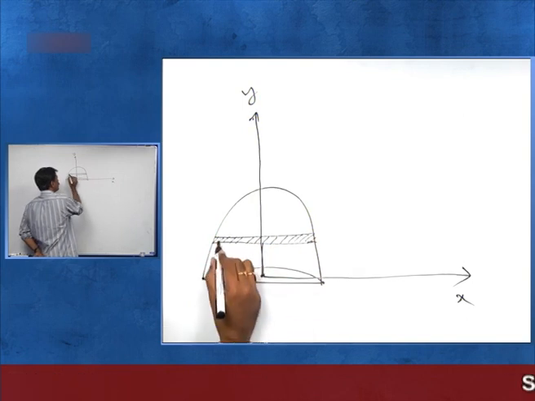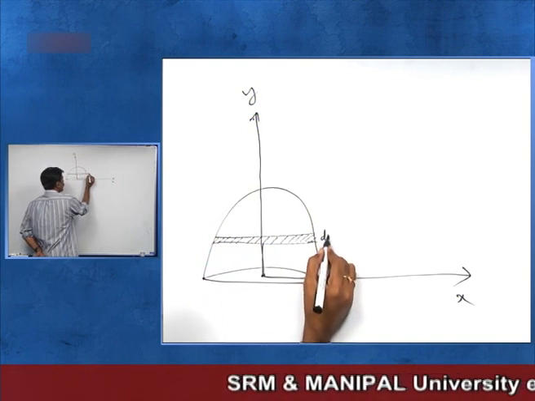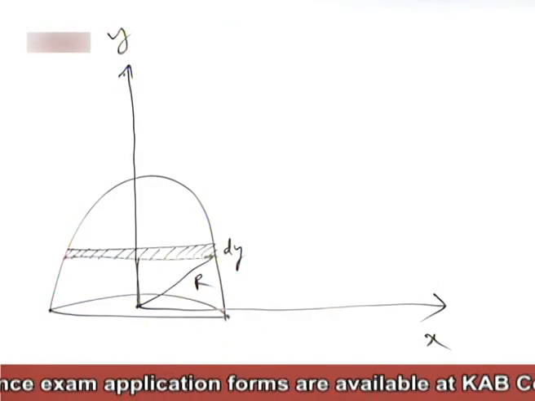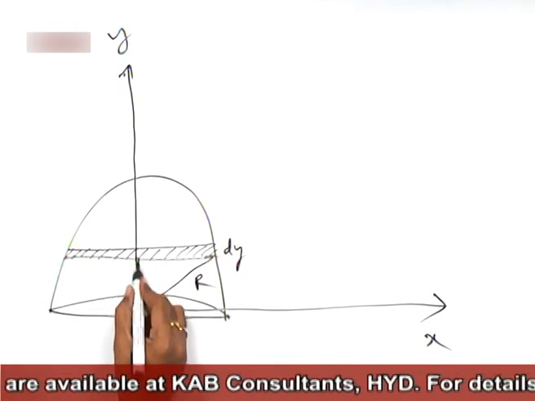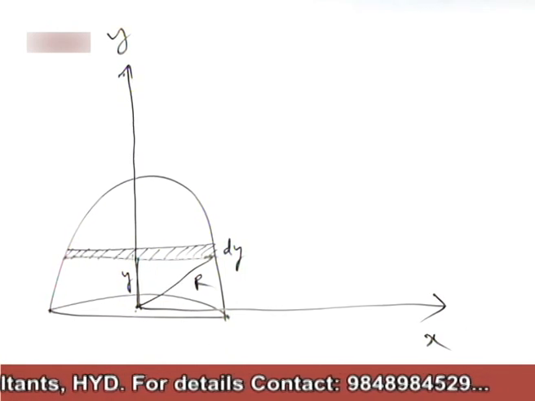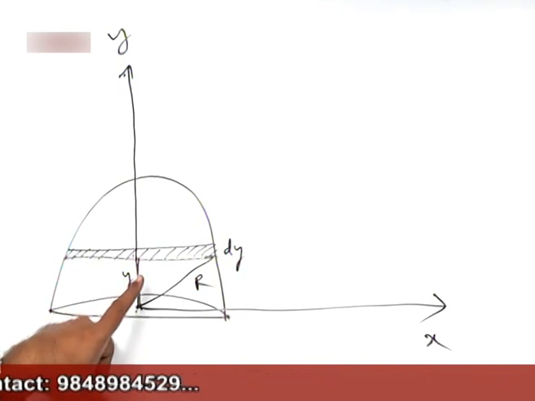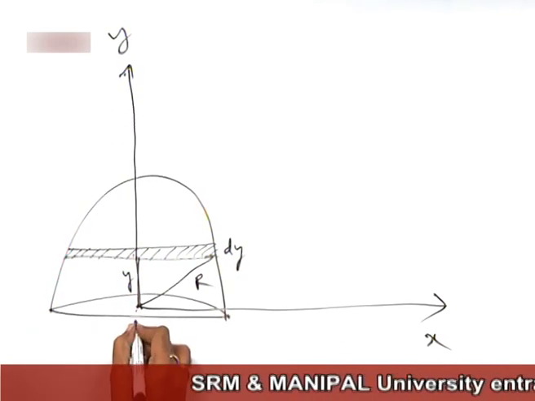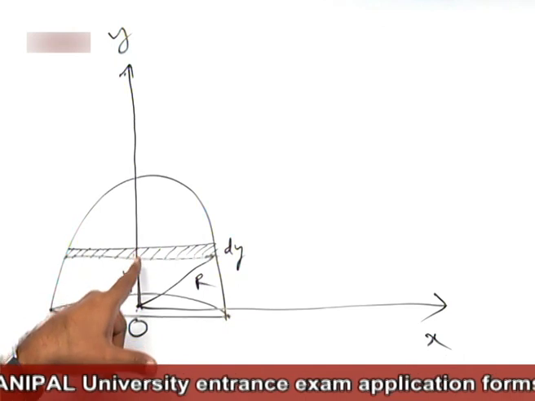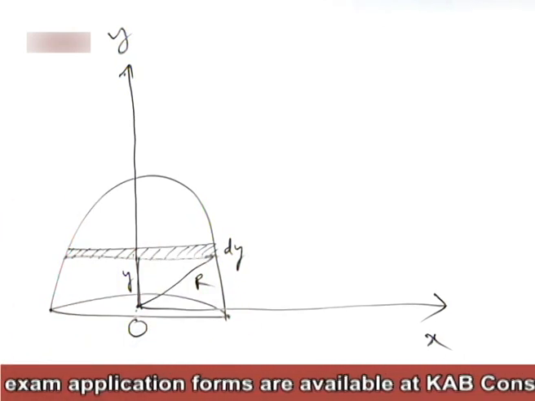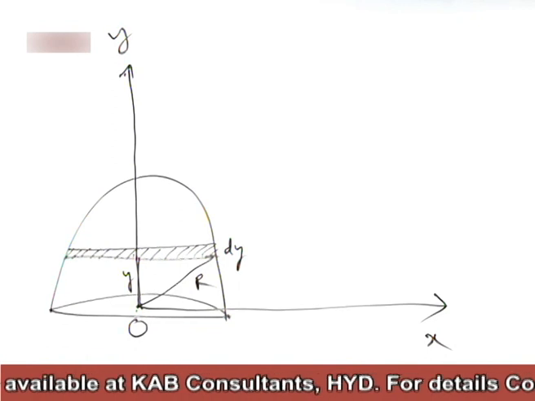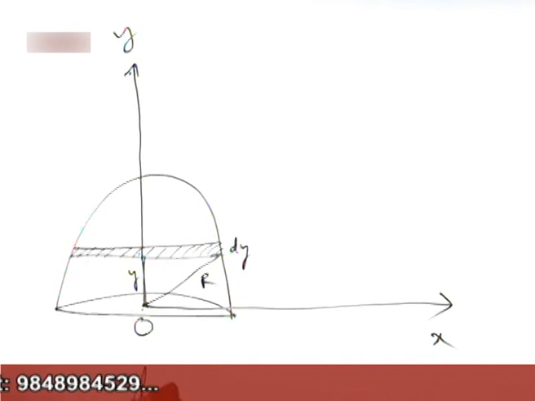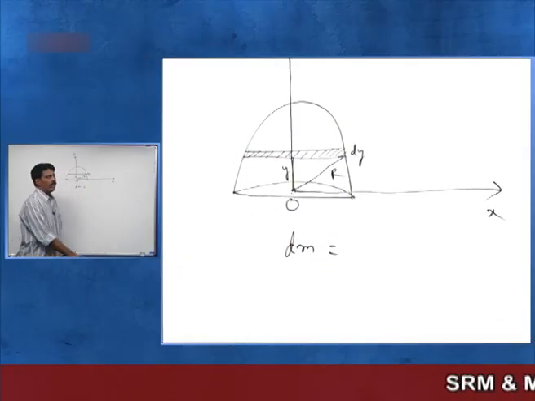To find that, we have taken an element of thickness dy. The radius of the hemisphere is r, and let this distance be y. That means we have selected an element of thickness dy at a distance y from the origin. As usual, you have to go for dm first, the mass of the element selected.